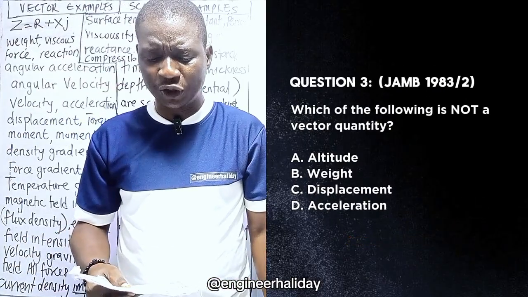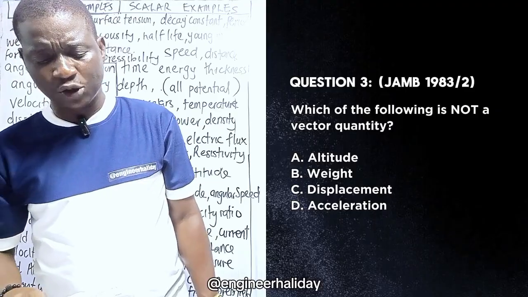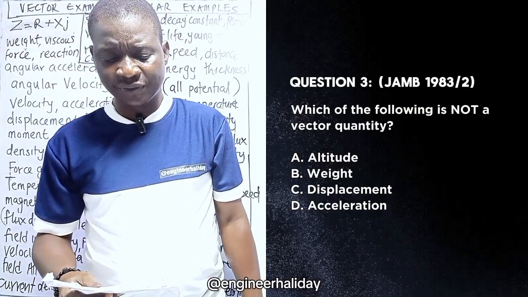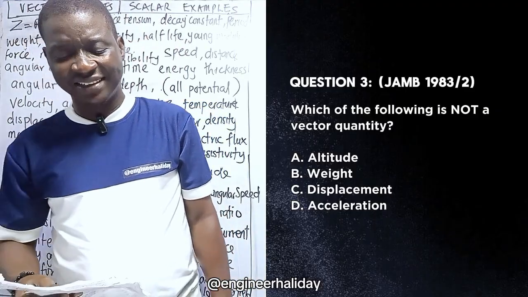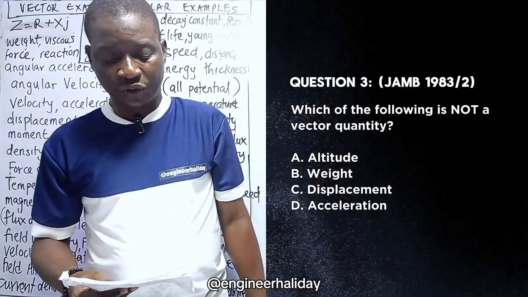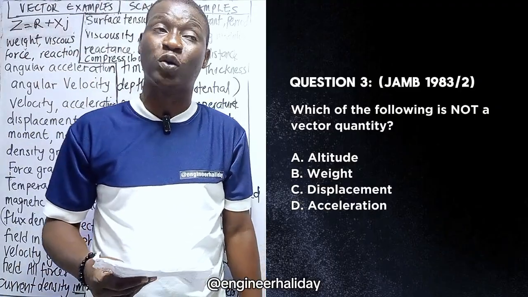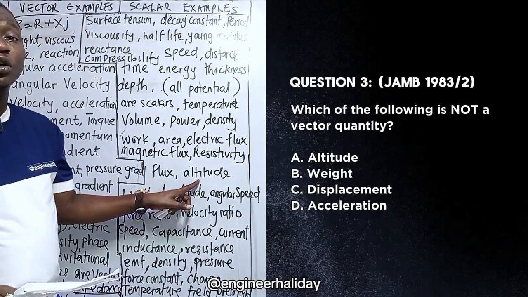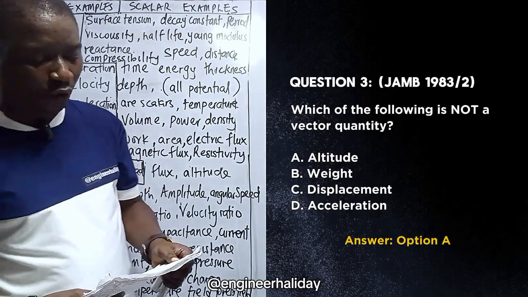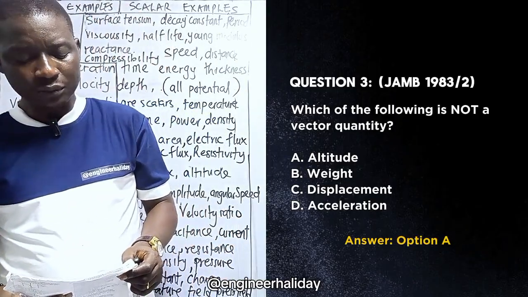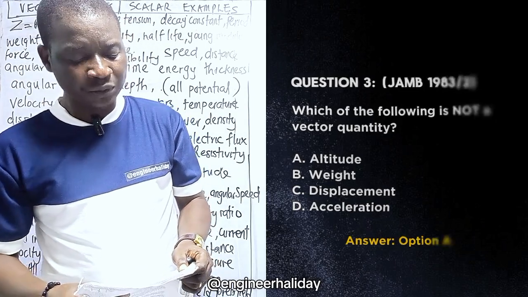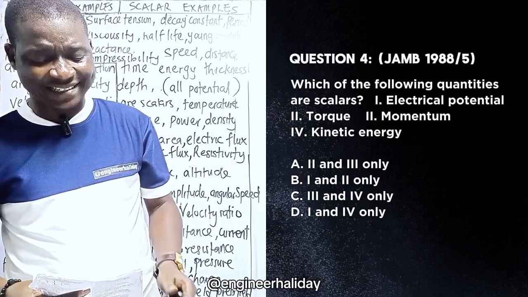Number 3, which of these following is not a vector quantity? A says altitude, B says weight, C says displacement, and D says acceleration. So which of the following is not a vector quantity? Altitude is not a vector quantity, as you can see, it's on the board. Altitude is not a vector quantity. Now, that is option A.